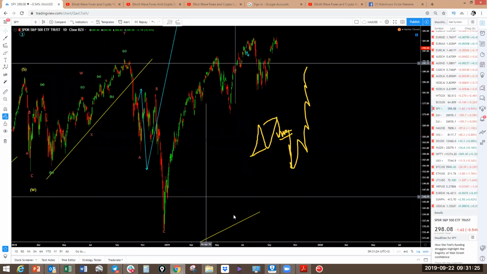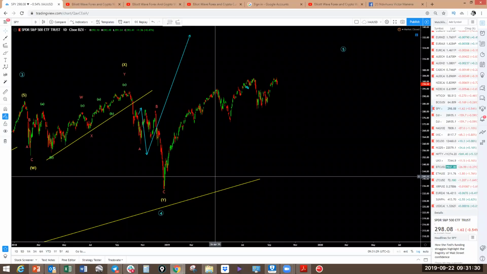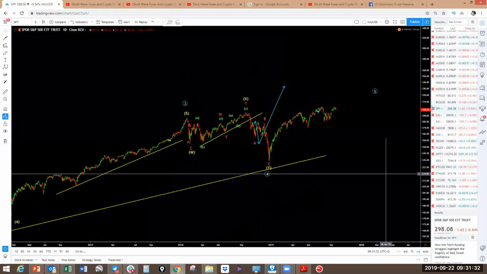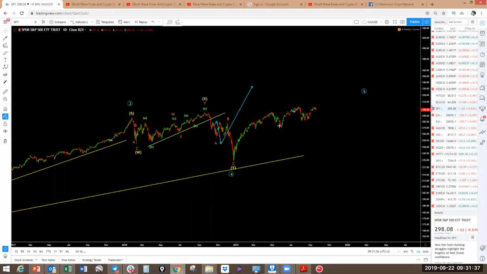And looking at the S&P 500, we are in wave 5. We are in wave 5 of the S&P 500. And we are looking for the last move here to end as a diagonal. This is the move that we're looking at on the S&P 500. We're looking at this to be a diagonal.